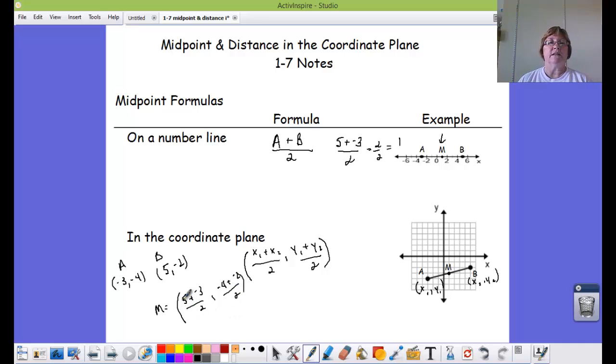Do the simplifying. 5 plus -3 is 2. 2 over 2 is 1. -4 plus -2 is -6. -6 divided by 2, -3. And if our formula worked right, we should see that point M is located exactly there. Over 1, down 3. Yay, it works.